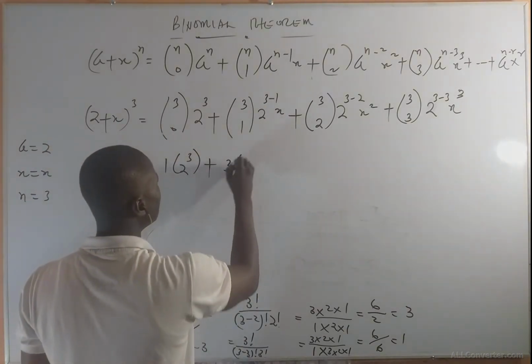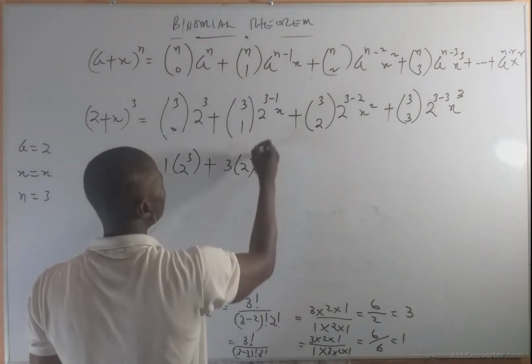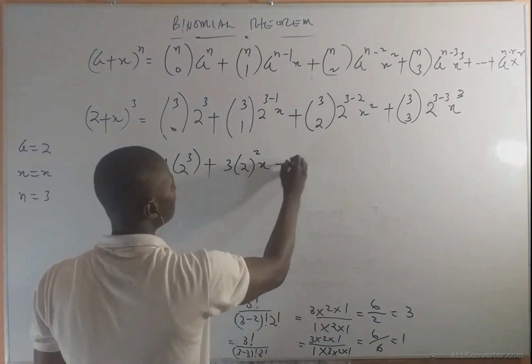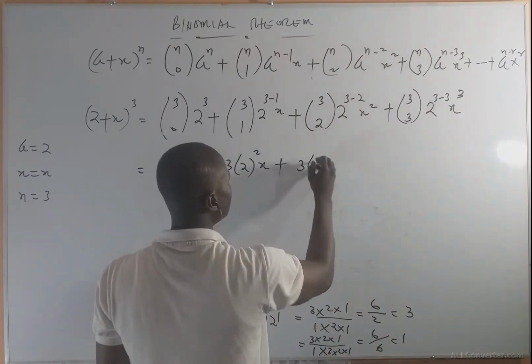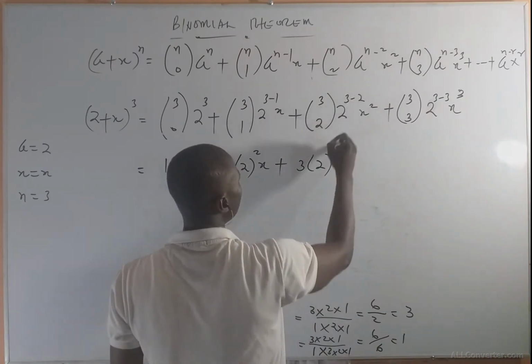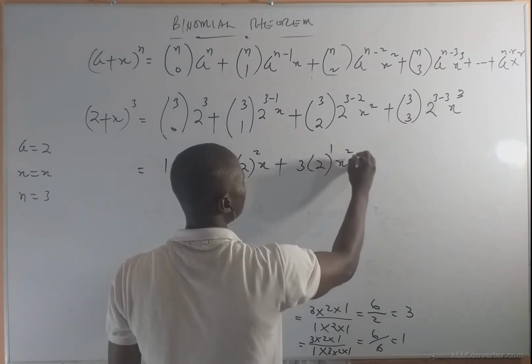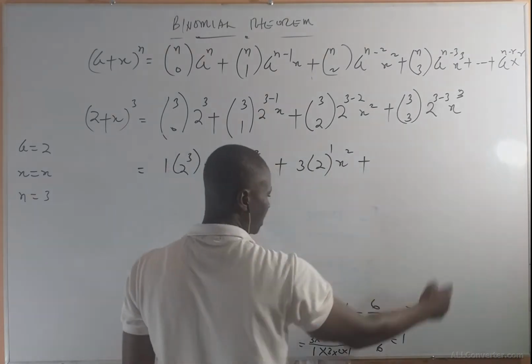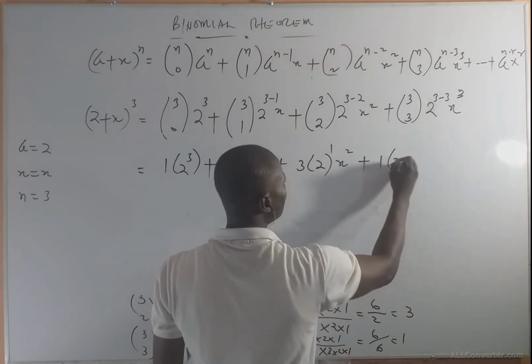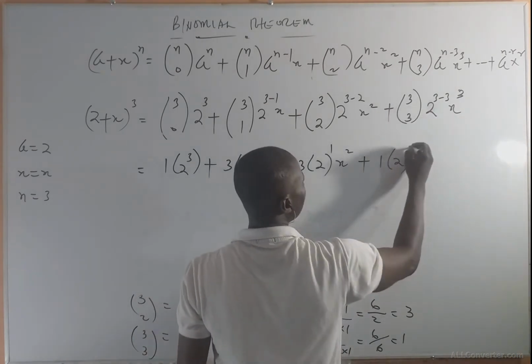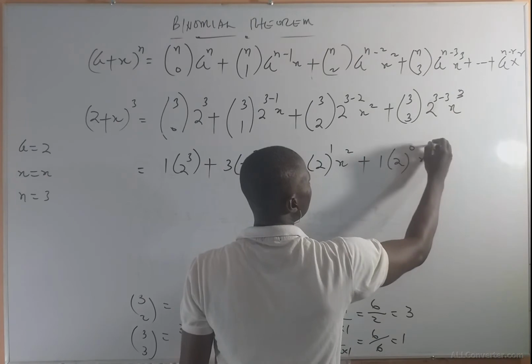So we have 3 times 2 raised to the power 3 minus 1, which is 2. Then we have our x. Then 3 combination 2 also gives us 3. So we have 3 times 2 raised to the power 3 minus 2, which is 1. Then we have our x squared. Then 3 combination 3 gives us 1. And so we have 1 multiplying 2 exponent 3 minus 3, which will be 0. Then we have times x raised to the power 3.